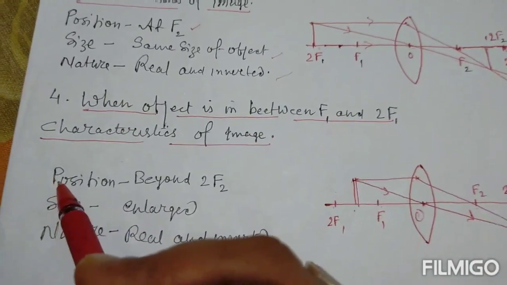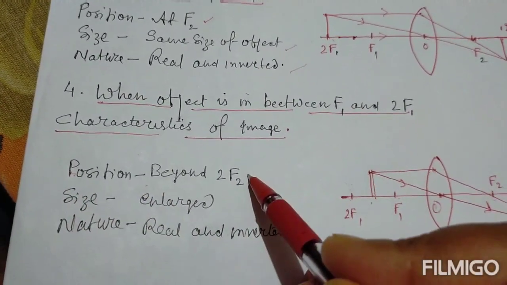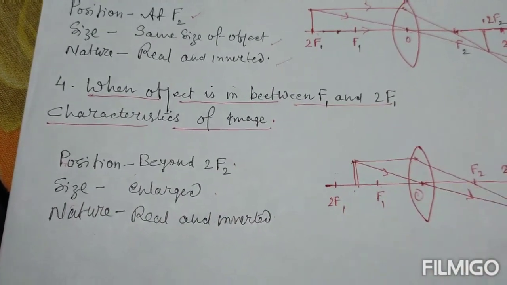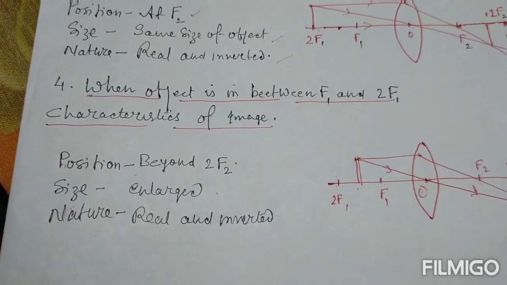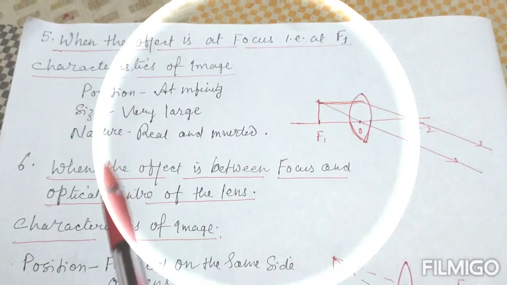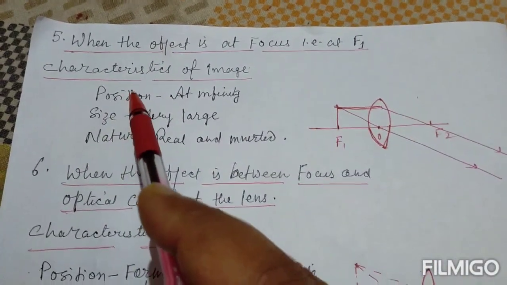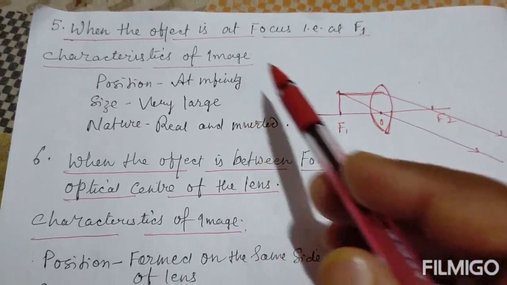So what is the characteristic? Position beyond 2f2, size enlarged, and nature real and inverted. Next is when the object is at focus, that is at f1. What will be the characteristic of the image?